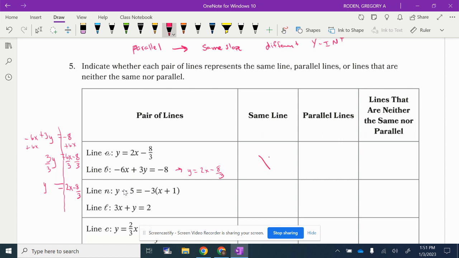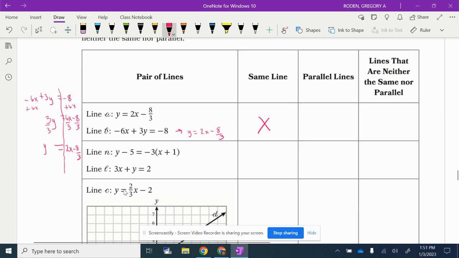So they are the same line. They have the same slope and the same y-intercept. 2 is your slope, negative 8 thirds is your y-intercept. So they are the same. All right, let's do this one.